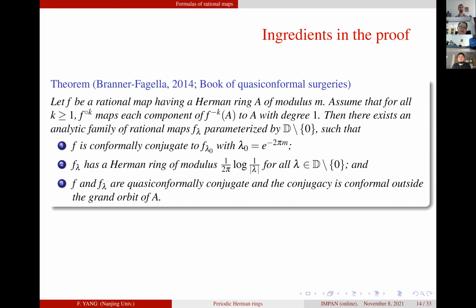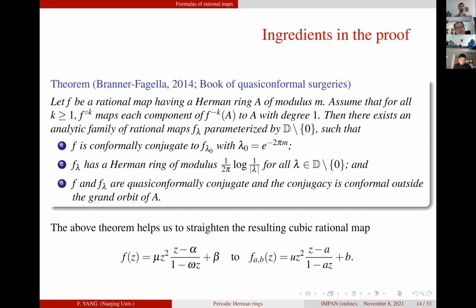So this theorem is also proved by quasi-conformal surgery, and one real parameter is used to change the conformal modulus, and another real parameter is used to change the relative position of the boundary components. From these two real parameters, one can obtain a complex parameter lambda. And from this theorem, we can string the resulting cubic rational map F in our surgery.